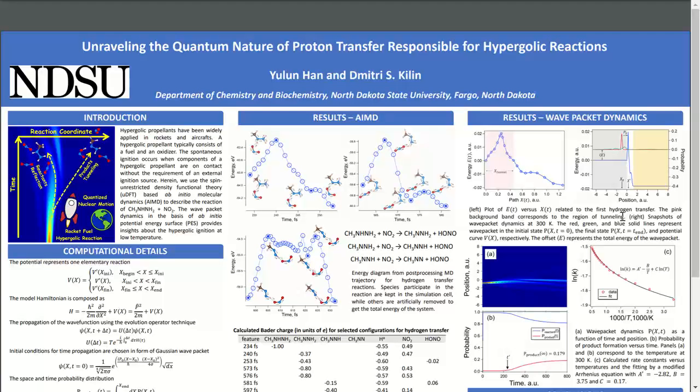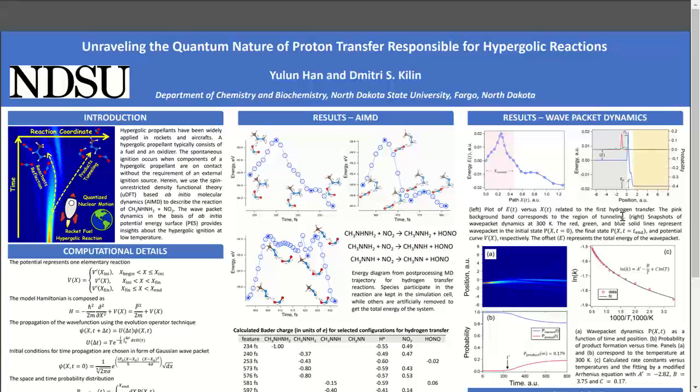Here I'm going to skip the computational details. This result shows the chemical reactions in the early stages of AIMD trajectories. These three panels correspond to three sequential steps of hydrogen transfer. This is the first hydrogen transfer reaction, like I show here. And after three sequential steps of hydrogen transfer, we end up with this kind of compound.